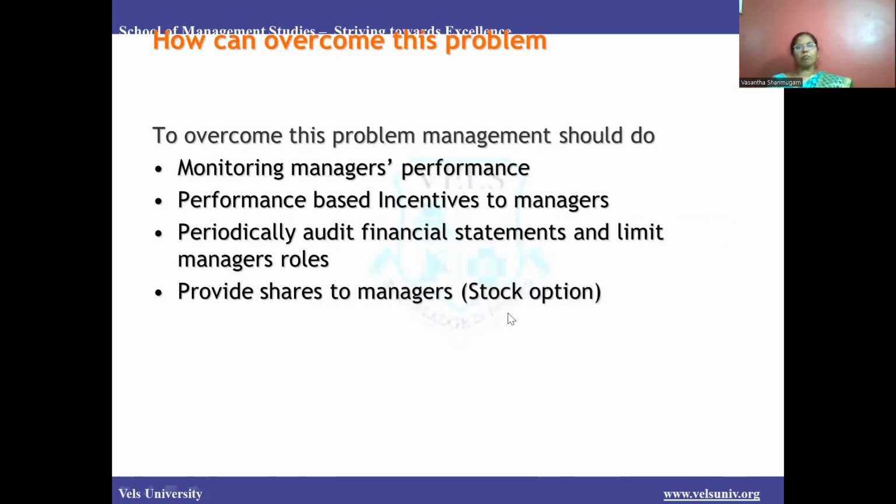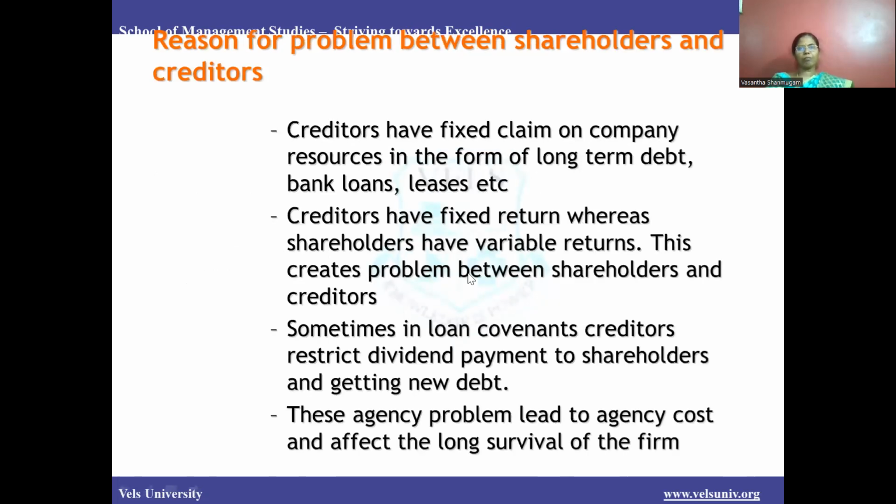Now, how to overcome this agency problem? Management should monitor the manager's performance, give performance-based incentives to managers, periodically audit financial statements and limit managers' growth, and provide shares to managers, that is, stock options. All this helps to reduce the problem of agency because when managers come to know that their performance is monitored, and any incentive is based on their performance, definitely they will work for the growth of the organization.